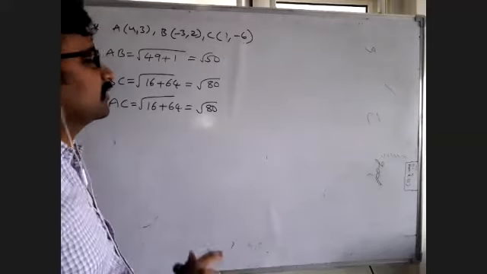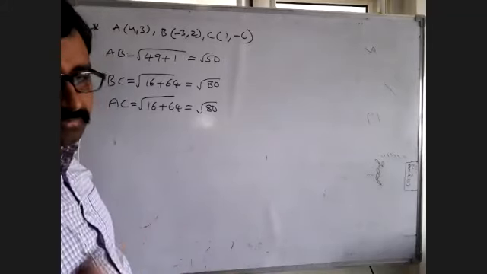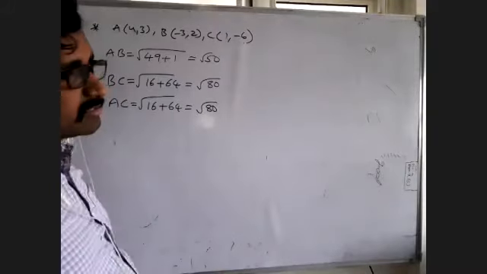These are the options given: right angle, isosceles, acute, and obtuse angle. First of all, this is not a right angle triangle. Why? Because 80 plus 50 is 130, which is not 80, and 80 plus 80 is 160, not 50 either. So it is not a right angle.